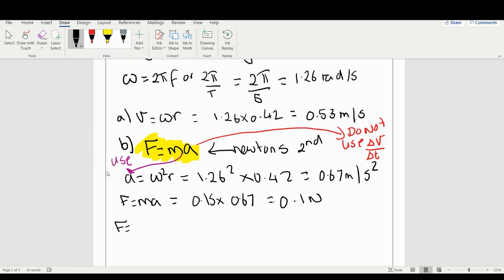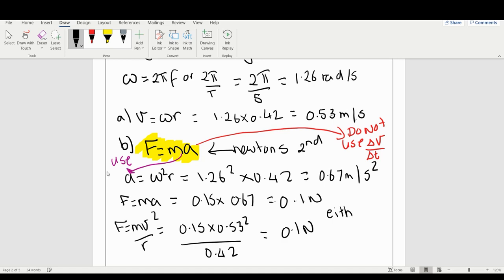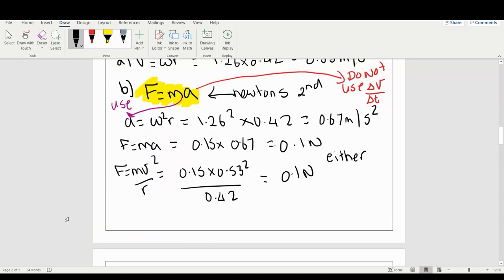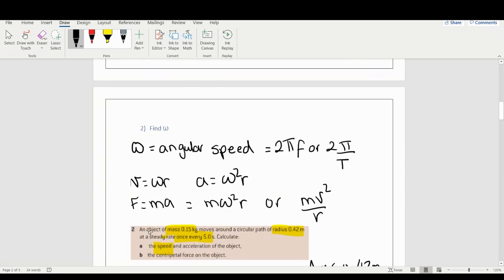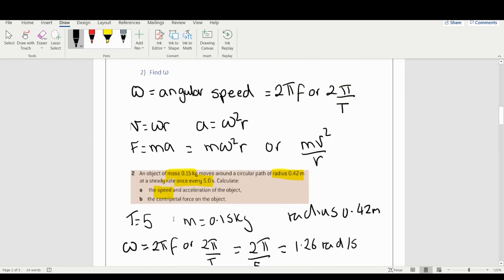You could, of course, use F equals m v squared over r. So that would have been 0.15 times 0.53 squared over 0.42. That's perfectly acceptable. So 0.53 squared times 0.15 divided by 0.42, again, is 0.1 newtons. Either is acceptable. You can also do, of course, F equals m omega squared r too. That would have also got the same answer. So as you can see here, my second tip for working with circular motion is find omega no matter what. Try to. It's one of the most important, most useful things in a question. And I've just given you an example there.